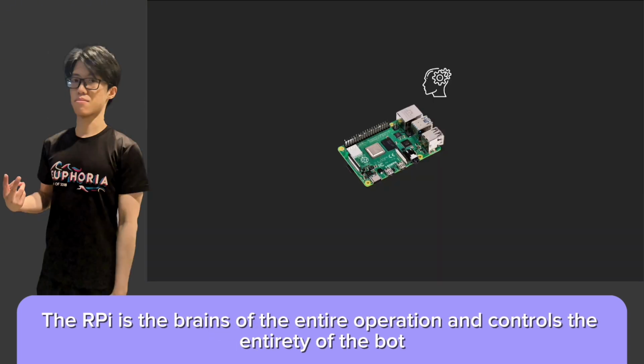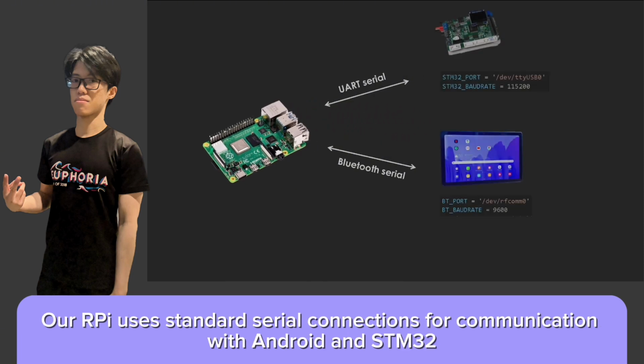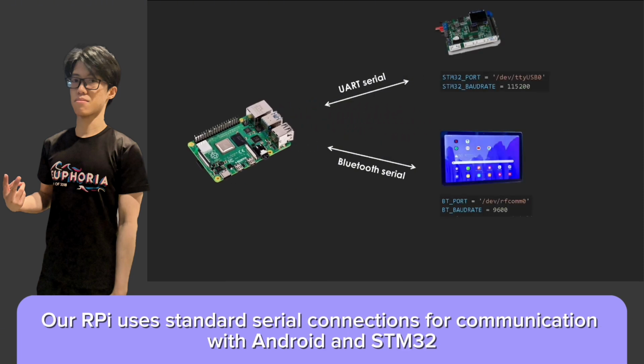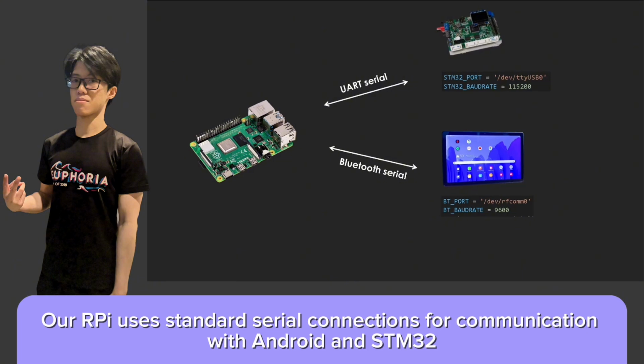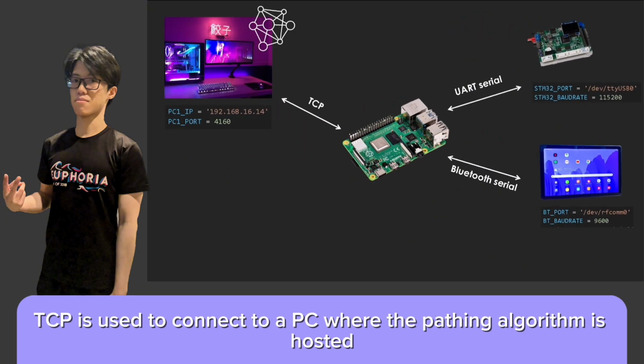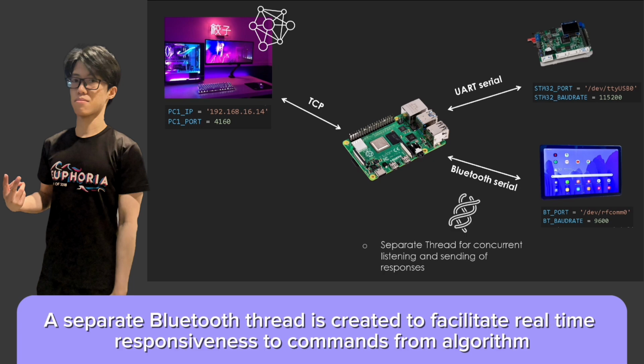The RPi is the brains of the entire operation and controls the entirety of the board. Our RPi uses standard serial connections for communication with Android and STM32. TCP is used to connect to a PC where the pathing algorithm is hosted. A separate Bluetooth thread is created to facilitate real-time responsiveness to commands from the algorithm.